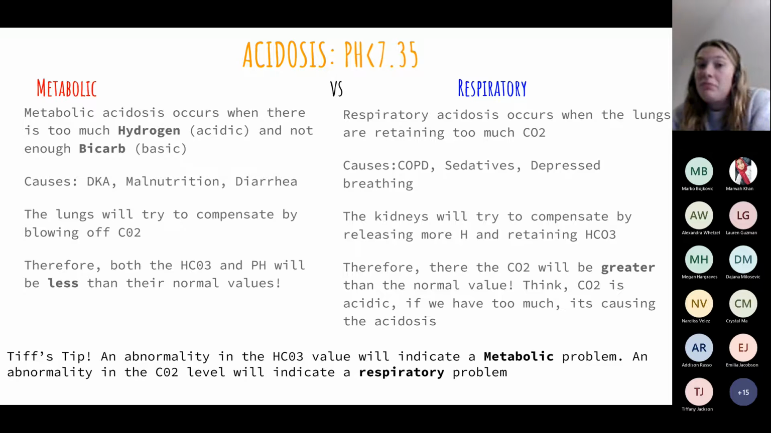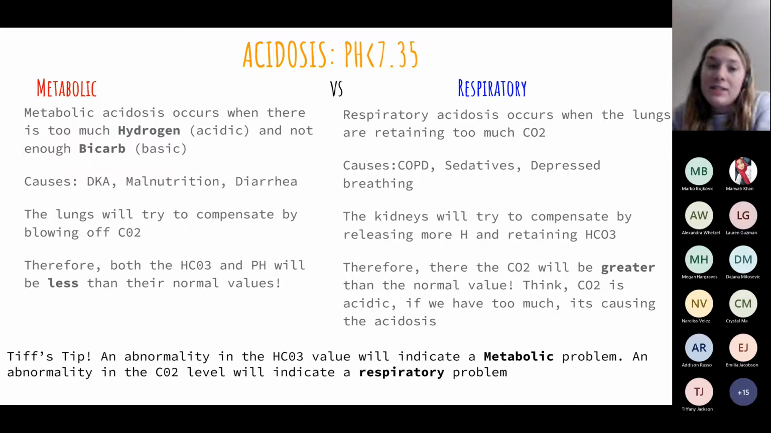If I see an ABG indicating my patient is acidotic, I really need to figure out what's causing this. Therefore, I can figure out how to fix it. When we're having metabolic acidosis, this is when we have way too much hydrogen and not enough bicarb. It throws off that ratio. I listed a couple of causes, not super important, but know that your HCO3, which is your bicarb, is going to be less than the normal value.